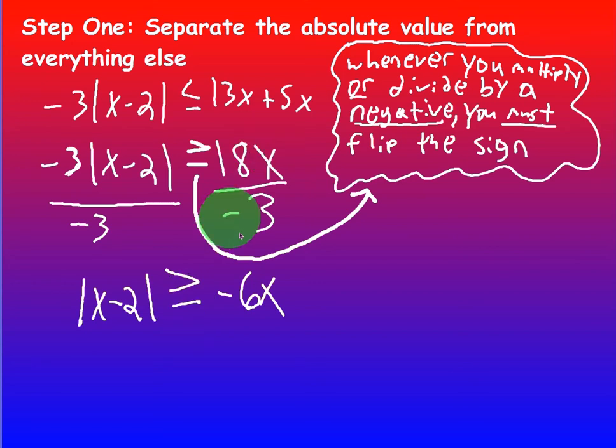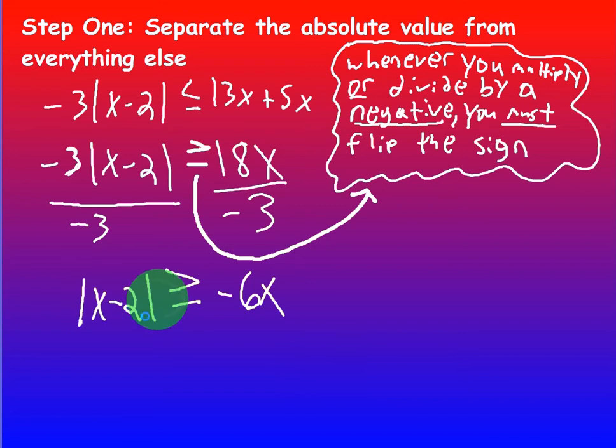18x over negative 3 is negative 6x. Okay, so is the absolute value isolated? This is actually very similar to the lesson we just did. That was our first step in that lesson: get that by itself. The next step is actually very similar too, in the fact that you're going to have two separate equations, or not equations, inequalities.